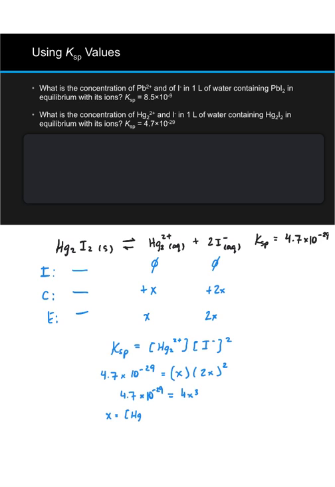In solving for x, divide both sides by 4, then take the cube root. X, which according to our ice table is the concentration of mercury 1 at equilibrium, ends up being 2.3 times 10 to the minus 10. And 2 times x, which is the concentration of iodide according to our ice table, must therefore be 4.6 times 10 to the minus 10.